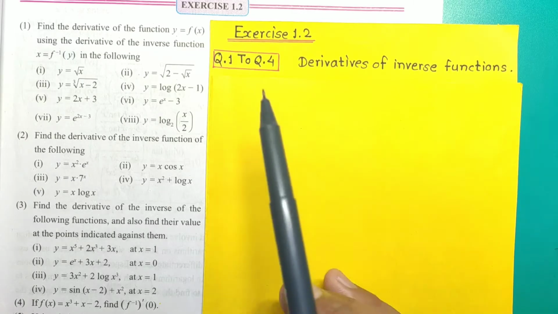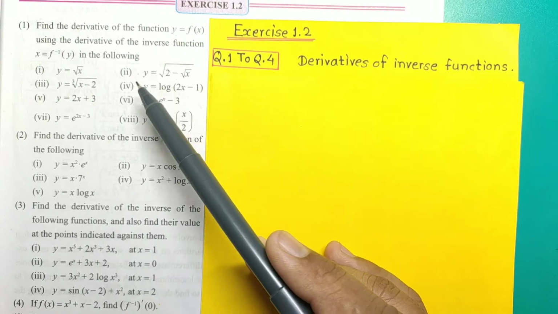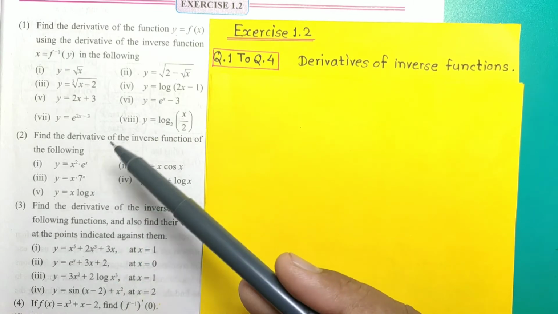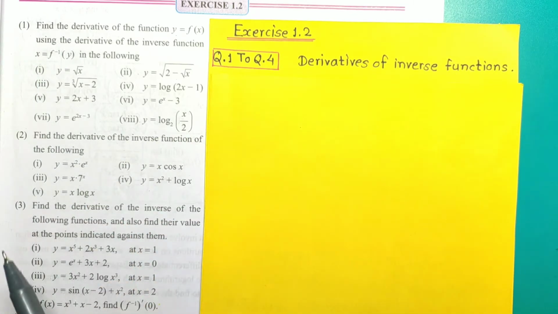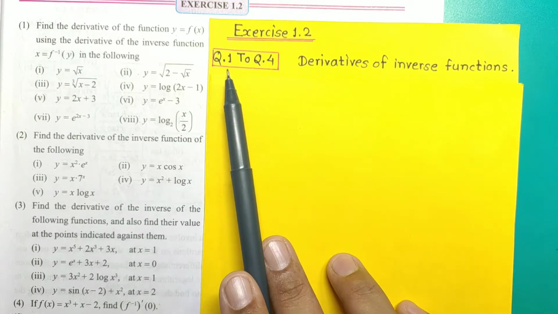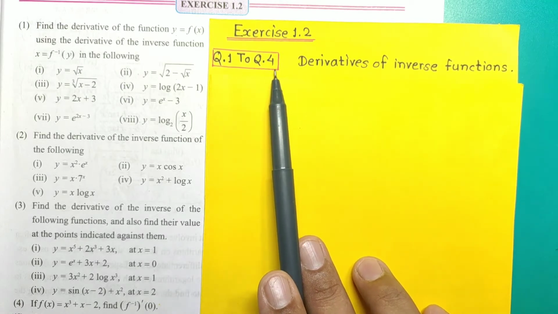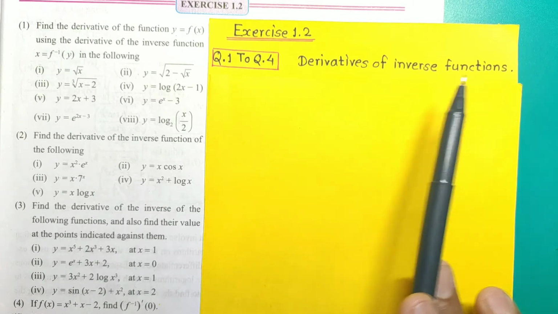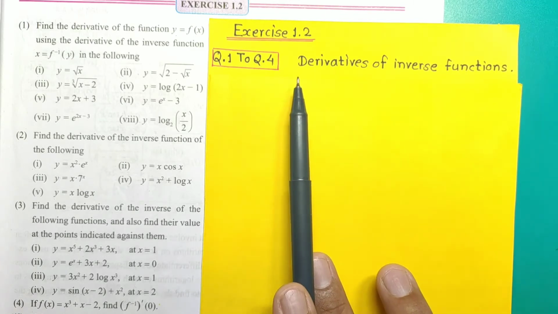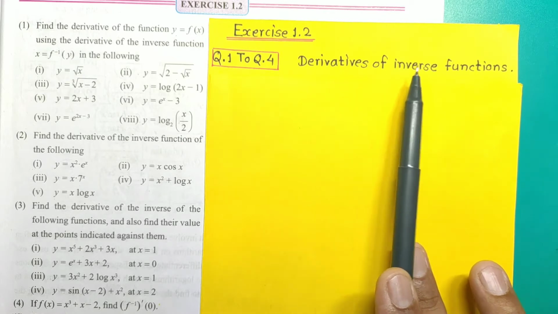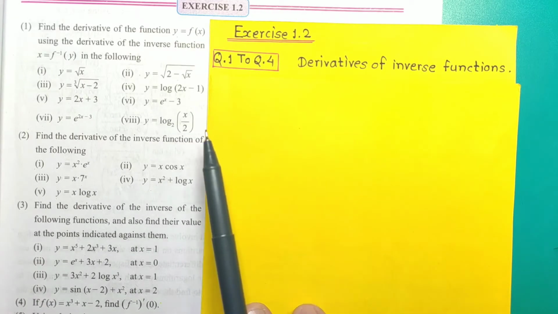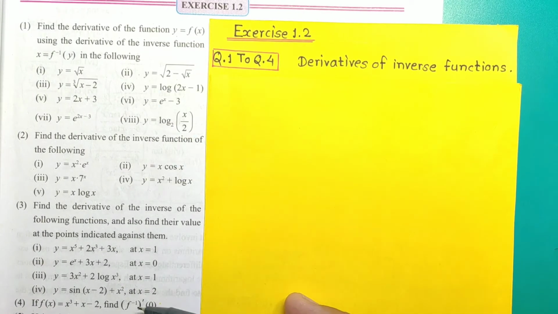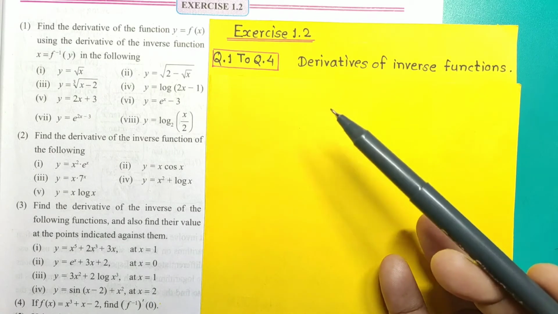Students, this is exercise 1.2 from your textbook. Here it is question number 1, 2, 3 and question number 4. These four questions, question 1 to question 4, are based on derivatives of inverse functions. Basically here you have to use the theorem for derivatives of inverse functions. All these four questions are based on this one theorem.